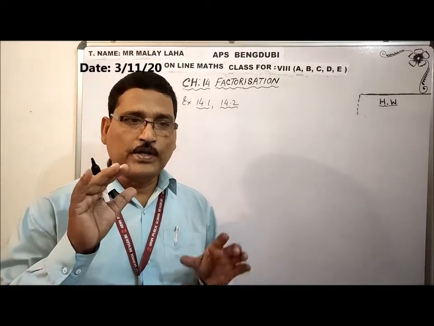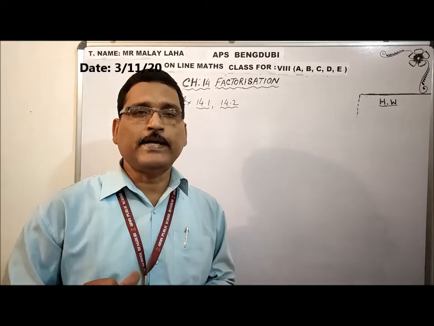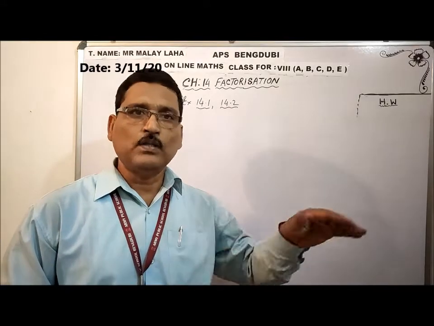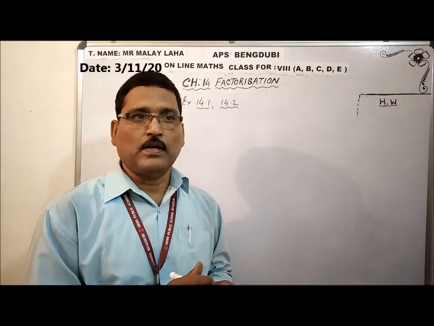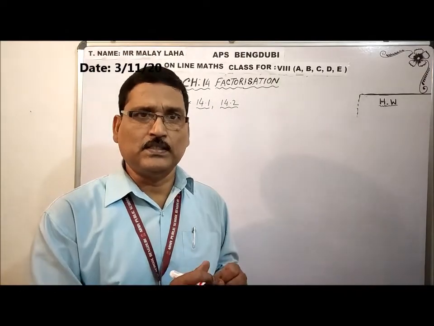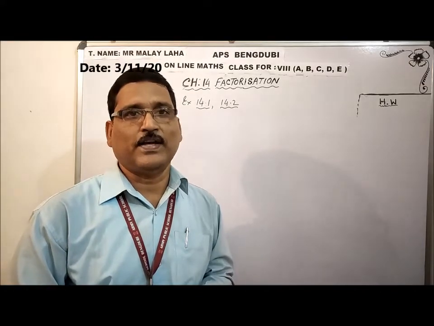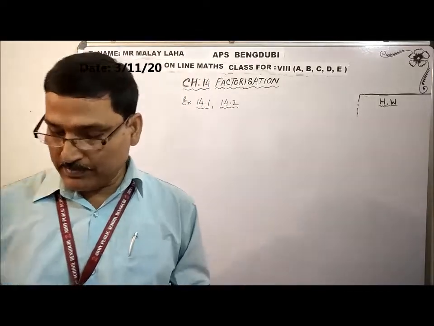So when 3-4 factors are there, and I cannot take a single factor common from all 3-4 factors, then what to do? We have to group the factors, a group of 2 or a group of 3. After that you can notice, yes, I can take a common factor. And then you have to factorize it. How? This is very important.